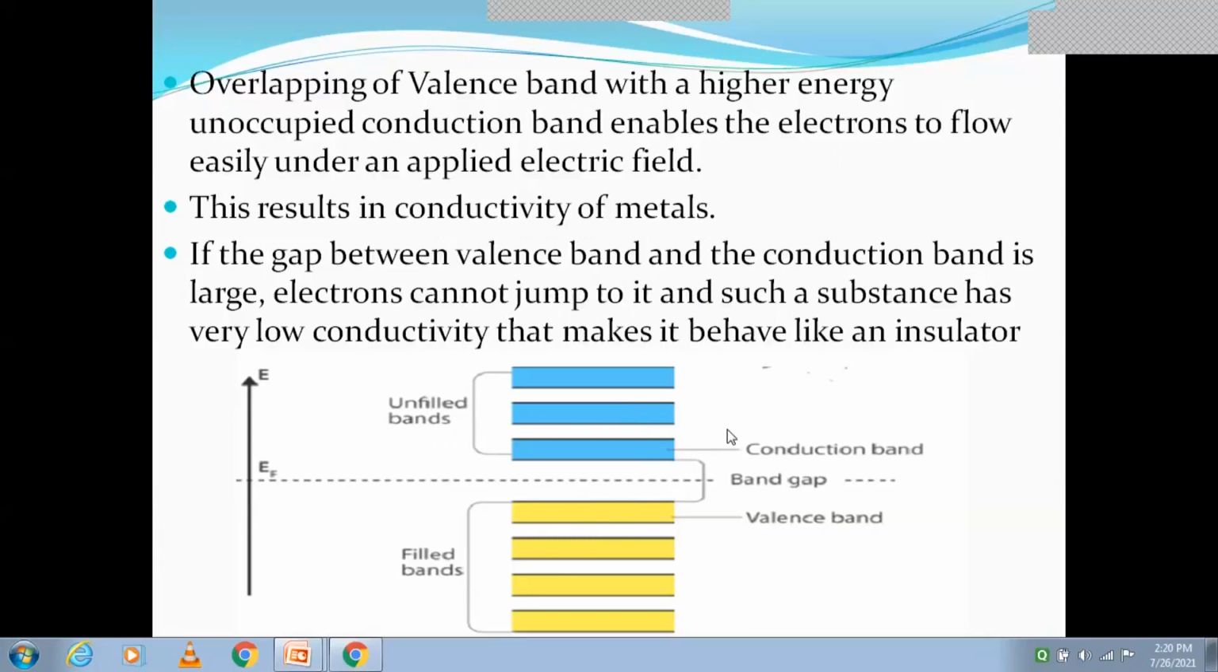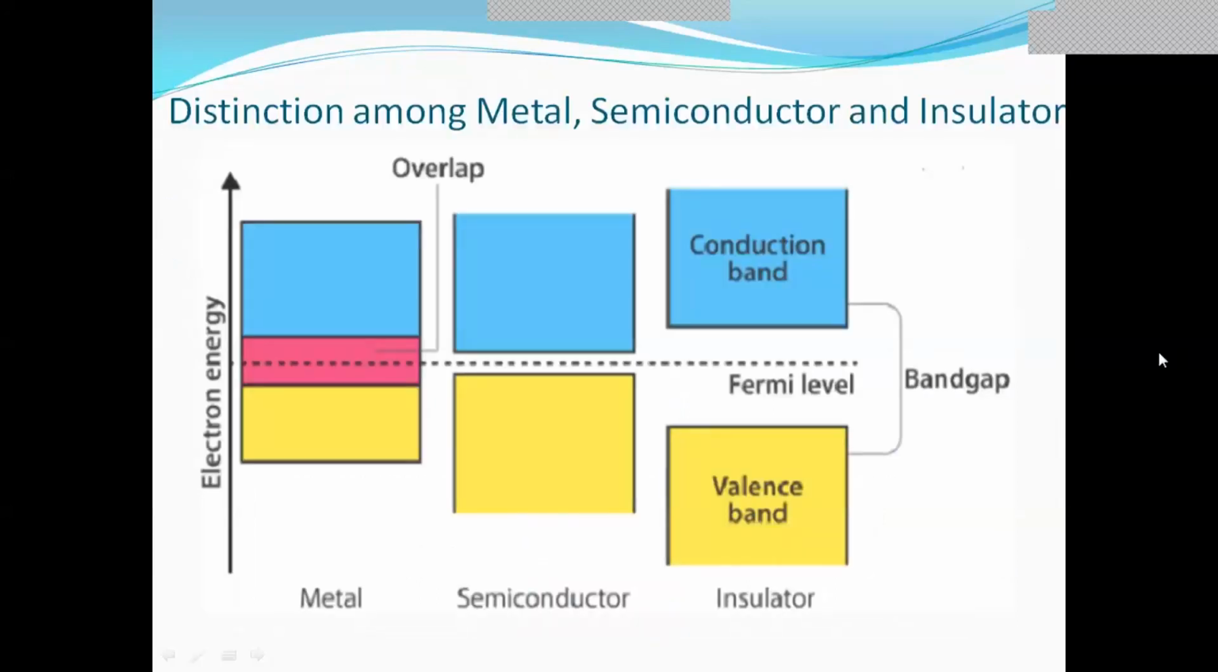And if the energy gap or the band gap between these two valence band and conduction band is more, then electrons cannot move from valence band to conduction band, which restricts the electric flow. That is seen in the case of insulator. This is one more clear picture which explains the position of valence bands and conduction bands in case of different materials.